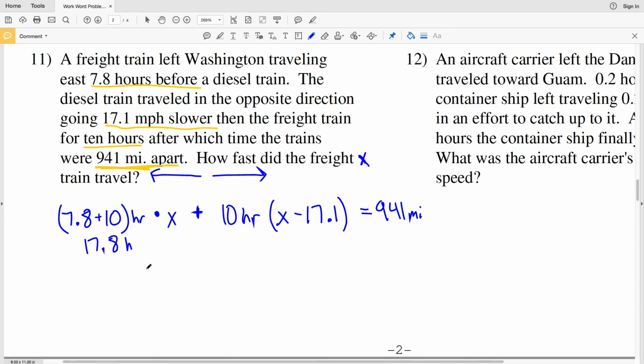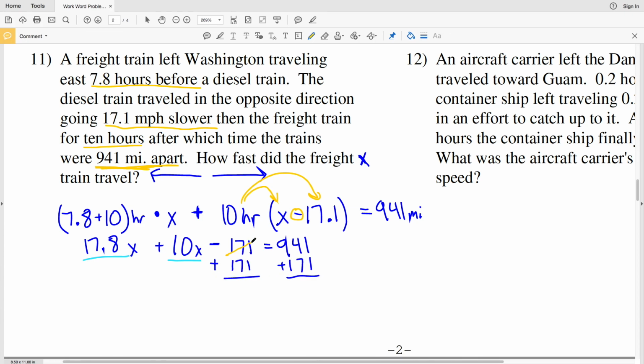17.8 hours. 17.8 times x plus 10 times x minus 10 times 17.1. So plus 10x minus 171, since 10 times 17.1 equals 171, and that is going to equal a total of 941. I'm going to combine my like terms, and I'm also going to add 171 to both sides. So subtracting 171 and adding 171 will give me 0.